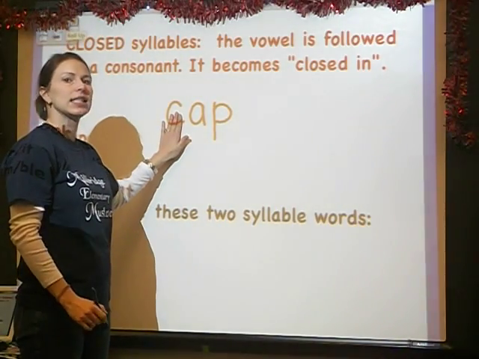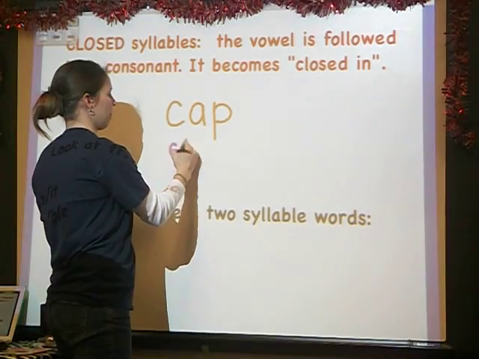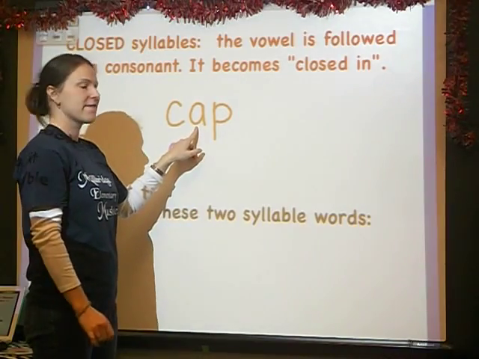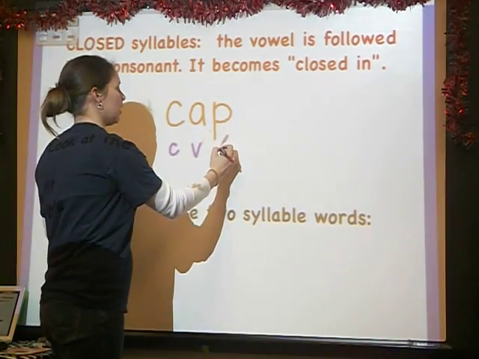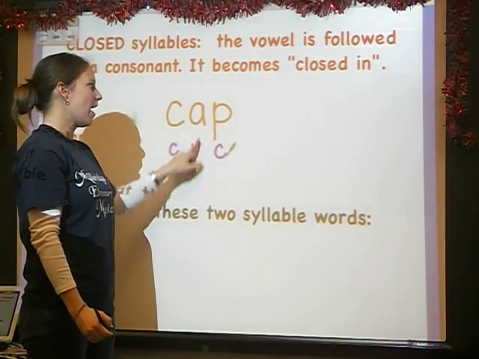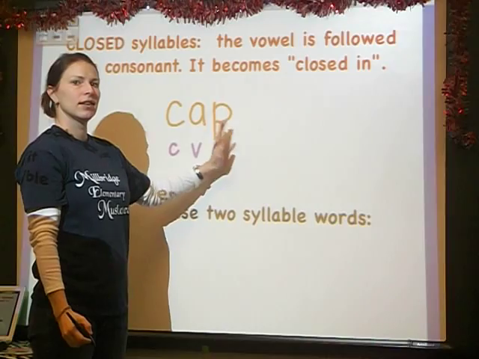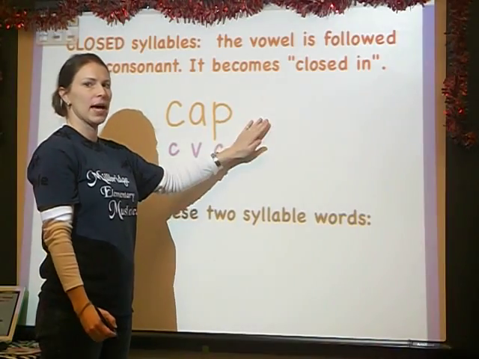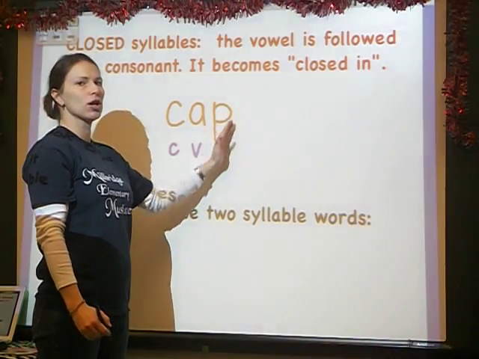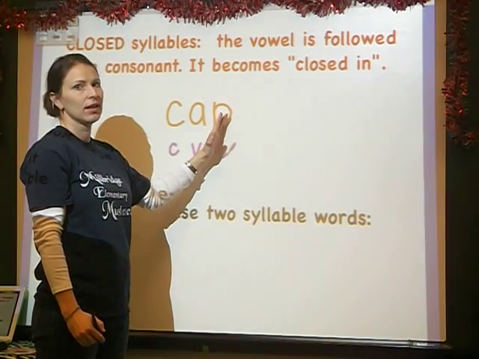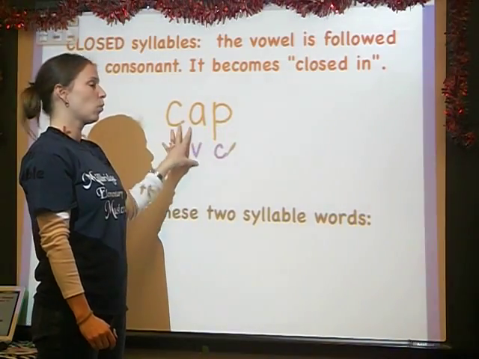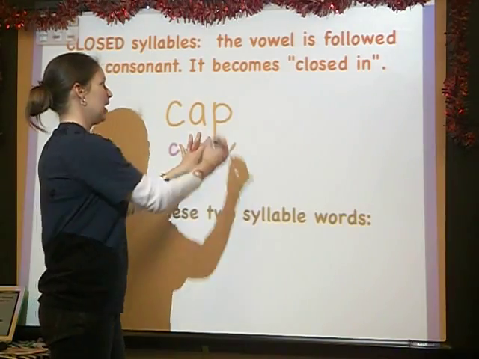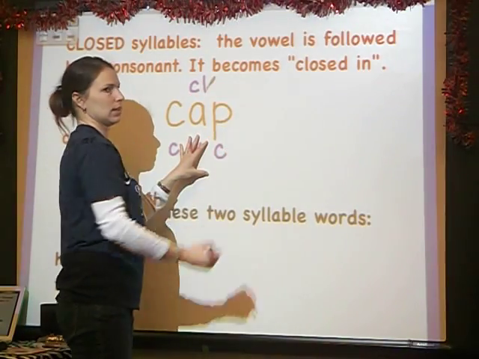A C is a consonant. An A is a vowel. A P is a consonant. So here's our vowel. Is it open? Is it free to all this empty space? Or is there a letter there closing it in? There is a letter here closing it in. So this means that this one-syllable word cap is a closed syllable word.